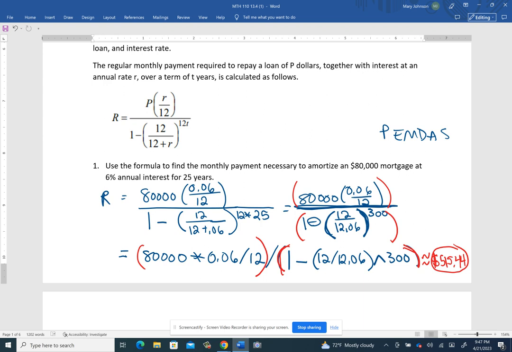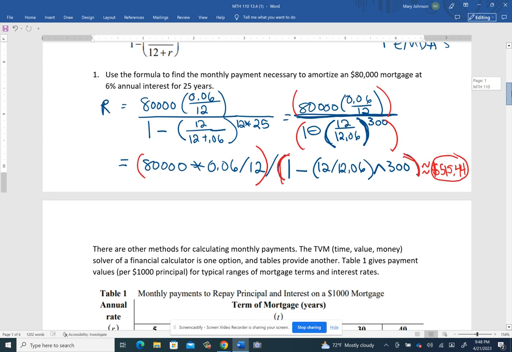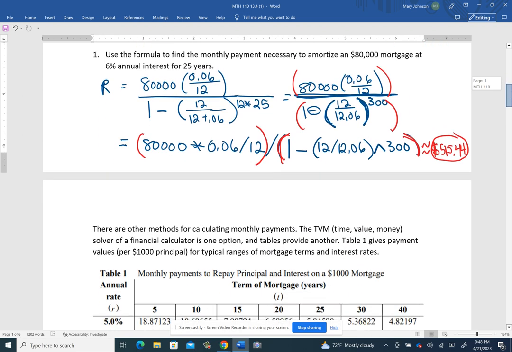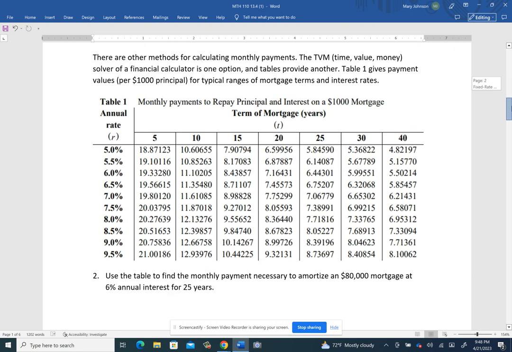All right, now here's the thing. That formula, sometimes you have to use it because you won't be able to find the aspects of the mortgage in this table. But I want you to look at this table here. It's another way you can calculate your monthly payment. Okay, and there's also calculators that'll do it. The time value money solver on a calculator. Okay, you'll be expected to do it using the formula or using this table and being able to show your work.